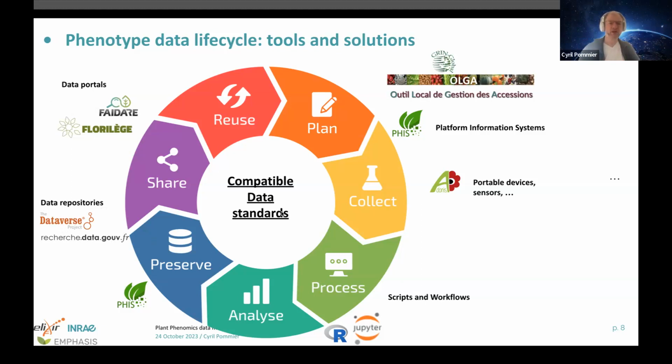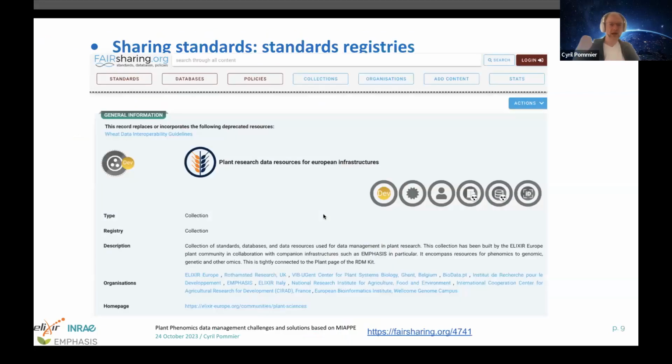Those are just a few examples of potential solutions. The important thing here is that to get a link, a glue between all the steps of this life cycle, we need compatible data standards. And if we need compatible data standards, I even put, again, a famous cartoon on how we can go from 14 standards to 15, but we need to have registries showing which standards should be used.